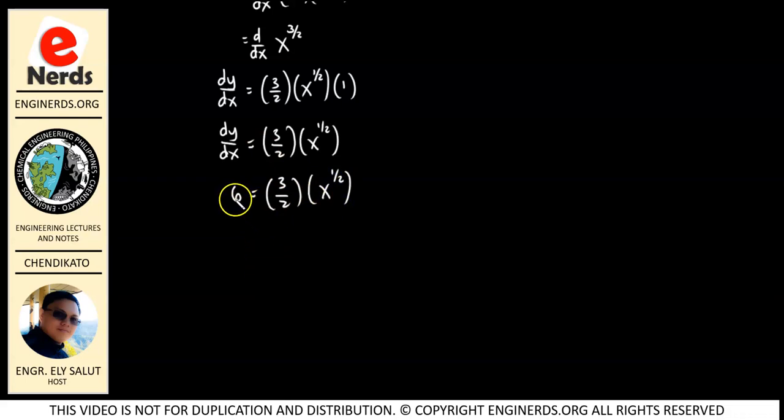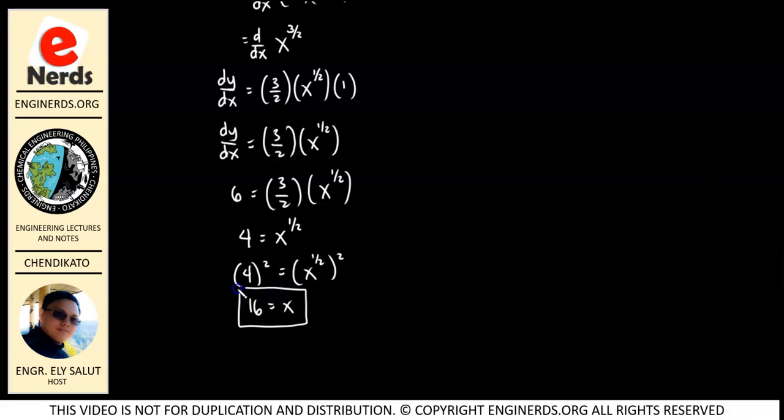Now, we will multiply 6 to 2 and then divide it by 3. So, 6 times 2 is equal to 12, divided by 3 is equal to 4. So we have 4 is equal to x to the 1/2. Okay? So squaring both sides, we have 4 squared is equal to x to the 1/2 squared. So we'll have 16 is equal to x. So therefore, this is our final answer for this problem.